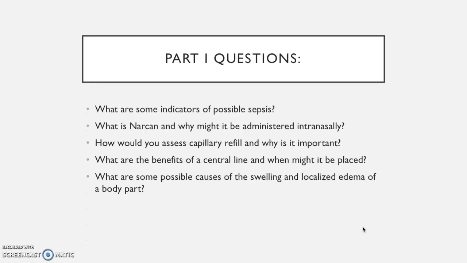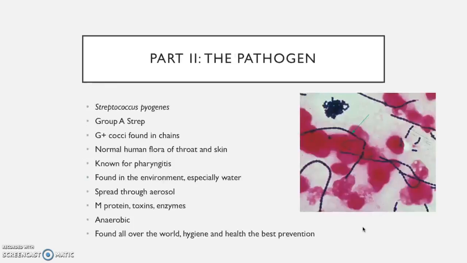So some questions for part 1 are, what are the indicators of possible sepsis? So why was he put on sepsis alert? What is Narcan and why would it be administered intranasally or even at all? How would you assess cap refill and why is that important? And what are the benefits of the central line and when might it be placed? So why in this case was it placed? And then what are some possible causes of the swelling and the localized edema of a body part?